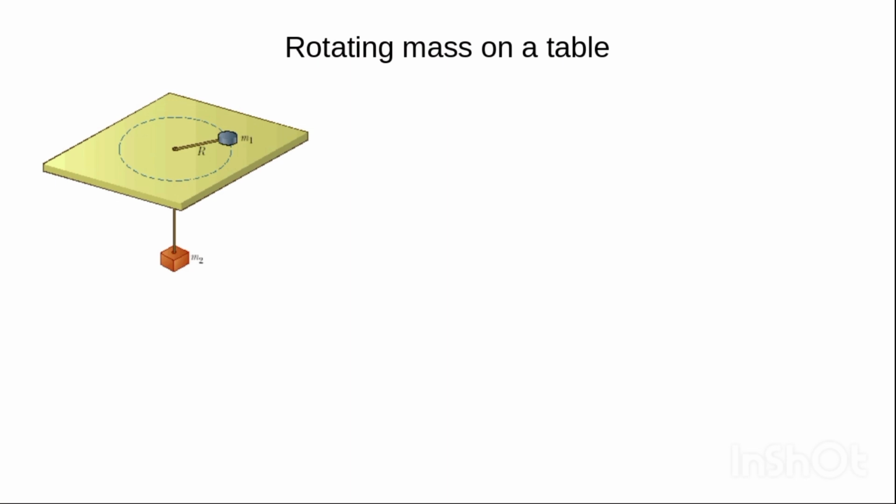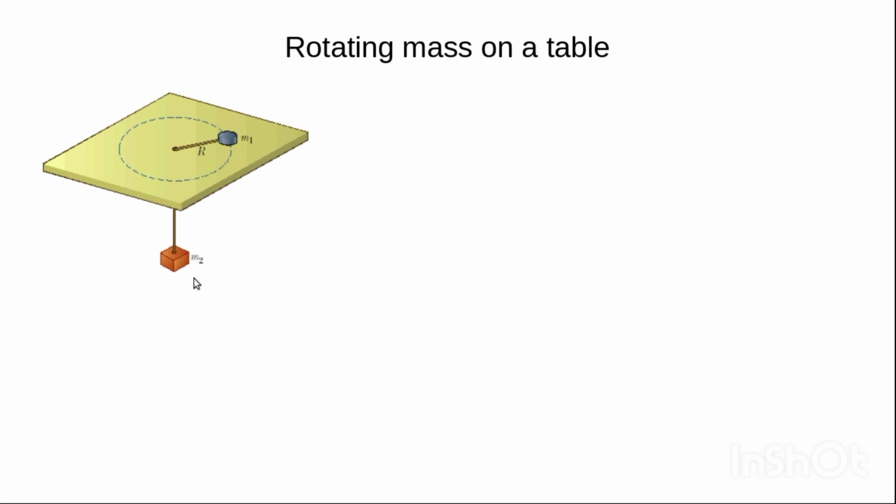In this video, we are going to be looking at rotating mass on a table or a flat horizontal plane. So, the problem that we are going to be looking at is depicted in this figure below. From this diagram, we can see that we have M1 rotating on the table. Then this mass M1 is attached to mass M2 by a string. The radius of this particular circle is R.